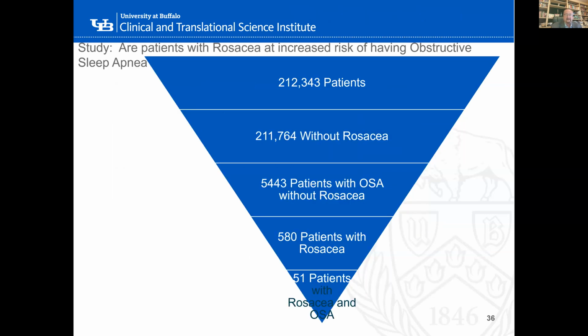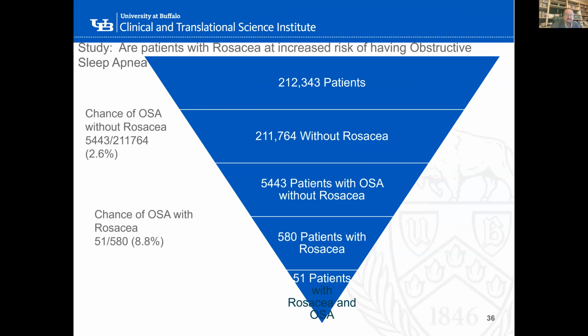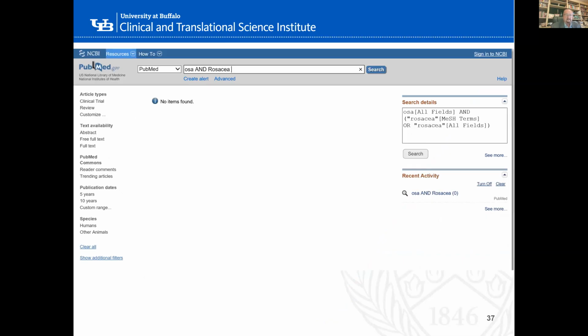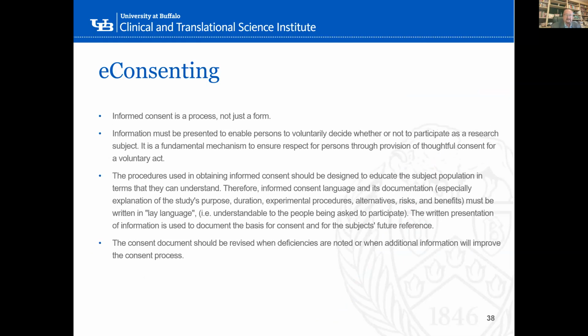Oh, this is the sleep apnea study. So here was the rate with rosacea. Without rosacea, it was 8.8%, and the chi-square is very highly positive, 3.4x, and the number needed to test was only 12. So everybody with rosacea should be asked the screening questions for obstructive sleep apnea. And there was nothing at that time in the literature.